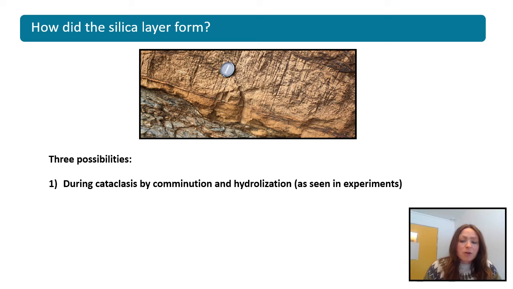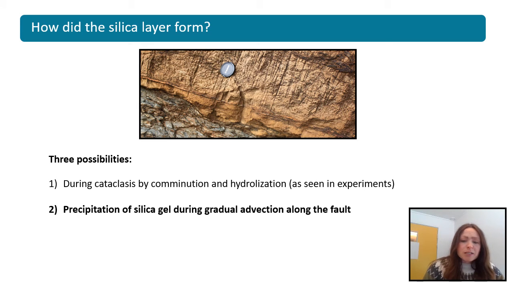And this is probably how the Corona Heights silica layer formed, because the wall rocks there are chert. But the silica layer in the other fault is bound on both sides by dolomite that's very poor in silica. And it's difficult to see how the quartz in the wall rock could have concentrated to form the silica layer by comminution. So where does the silica come from?